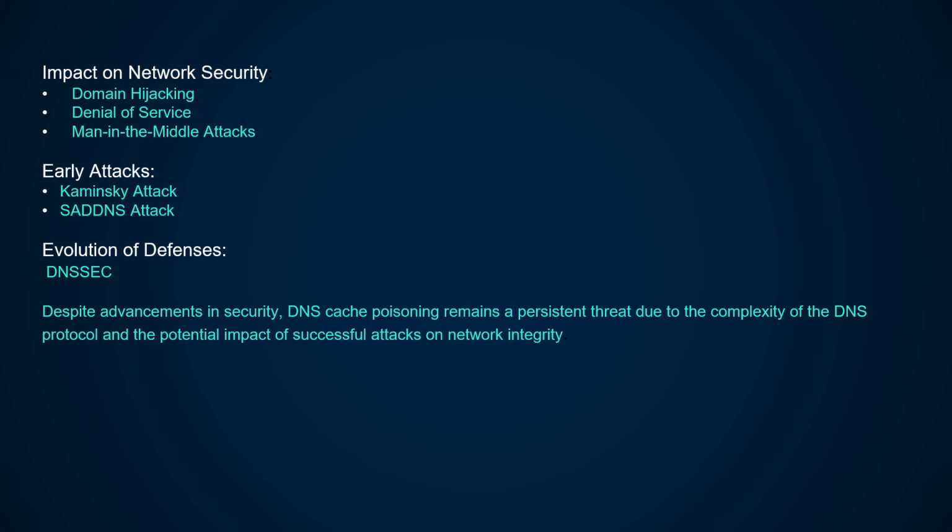Early attacks. DNS cache poisoning attacks have been a long-standing threat to the security of the DNS infrastructure. Notable incidents include the Kaminsky attack. Dan Kaminsky discovered a critical vulnerability in DNS that allowed attackers to poison DNS caches by guessing transaction IDs, leading to widespread concern and patching efforts.